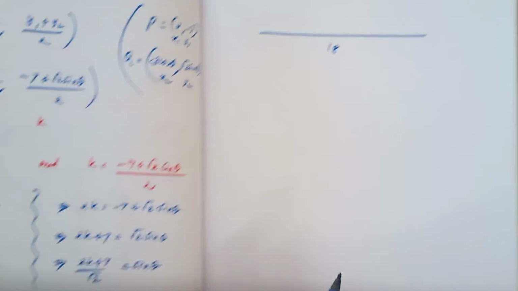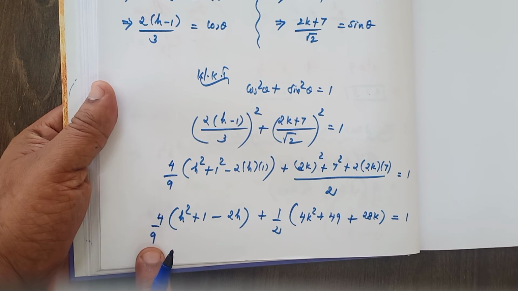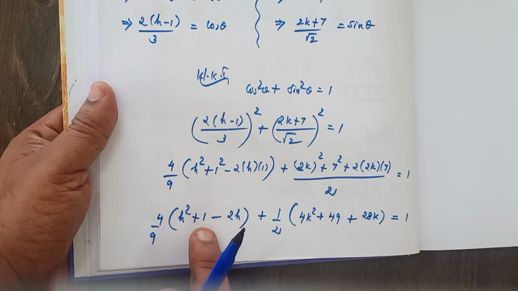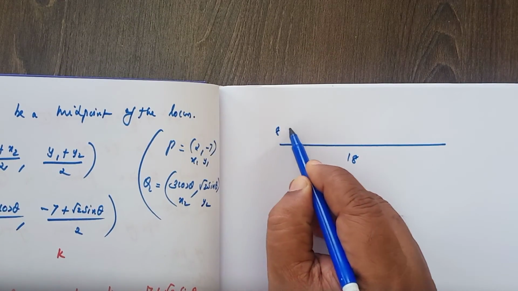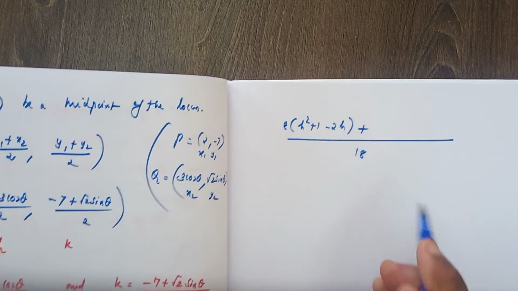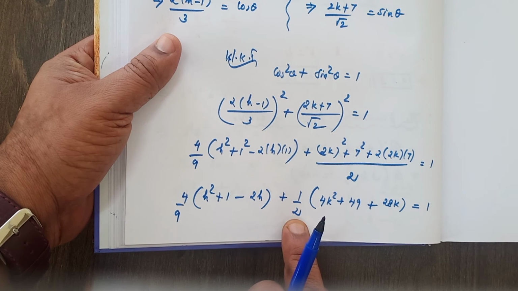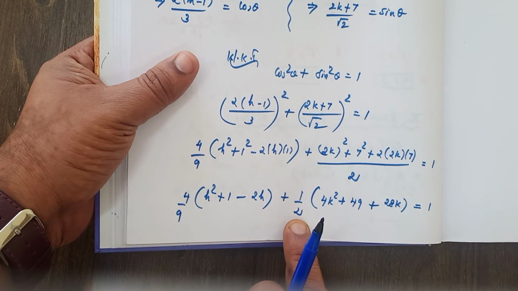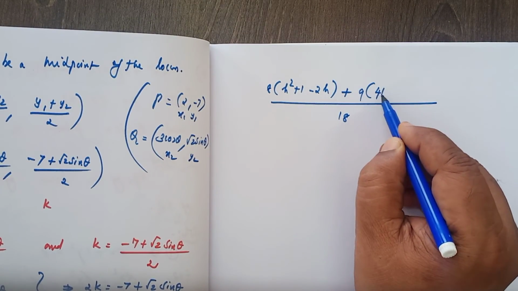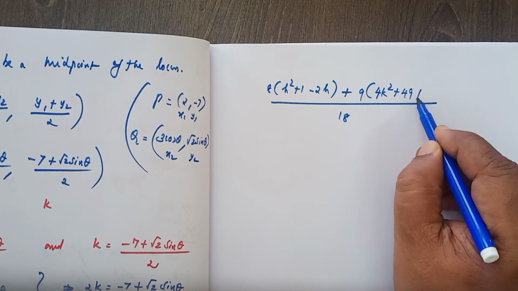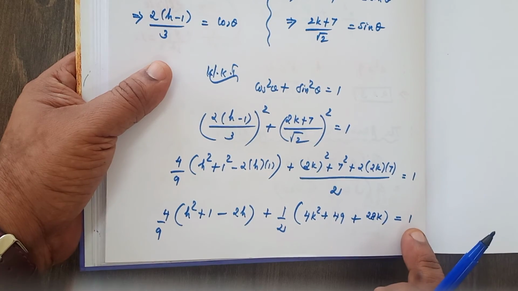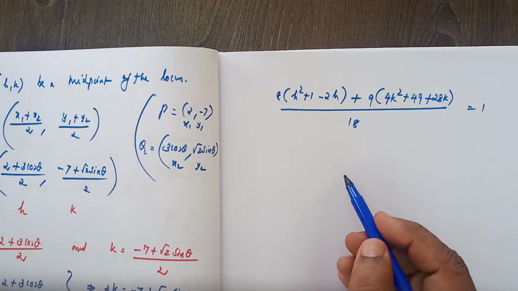After taking 18 as the LCM, 9 twos are 18, so that 2 should be multiplied with the 4, 2 4s are 8, into (h square plus 1 minus 2h), plus we have 2 in the denominator. For getting 18, 2 9s are 18, so 9 into (4k square plus 49 plus 28k), that is equal to 1. Write this expression as it is, equal to 1. You have to simplify now.